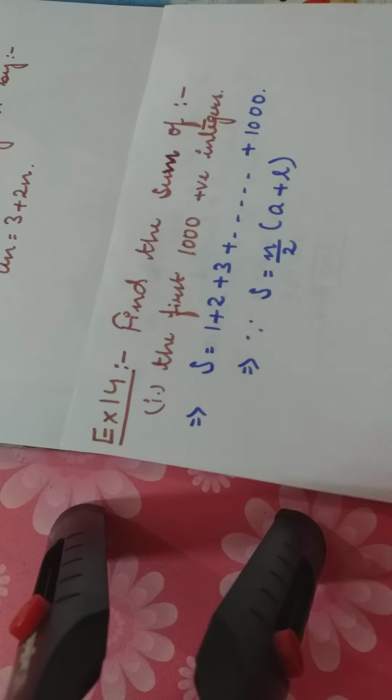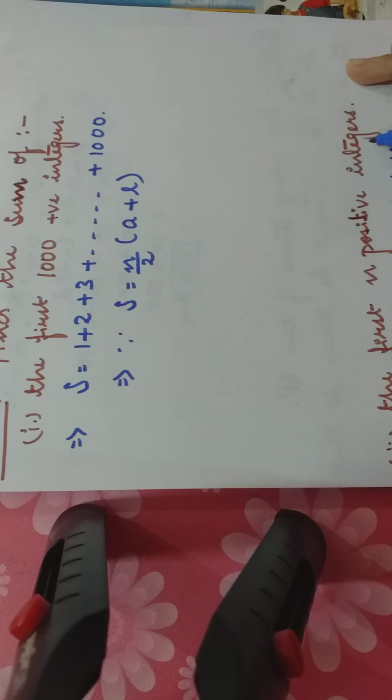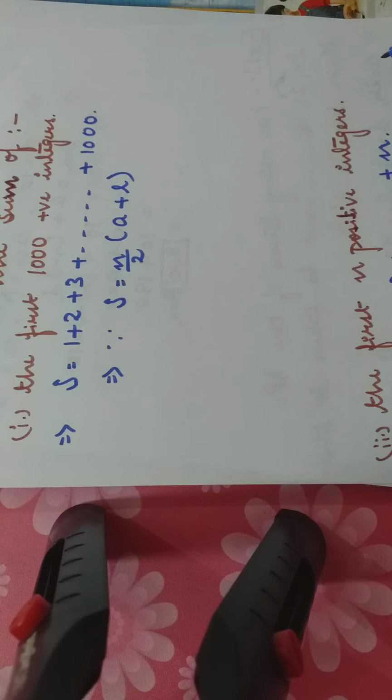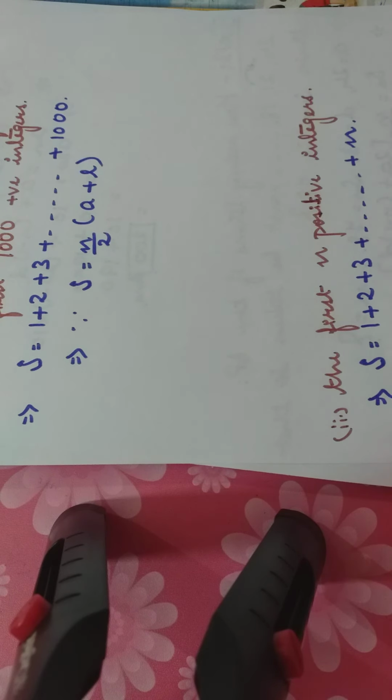Come to the next question, example number 14. Example number 14 has two questions attached. The first part says you have to find the sum of the first 1000 positive integers.